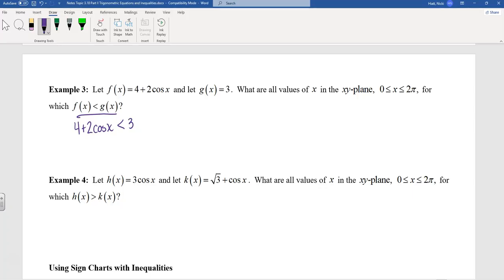And solving these works just like the equations, except there is one thing we have to watch out for. What do we do differently when we're solving inequalities? If we're dividing by a negative, we have to flip that inequality sign. So it actually doesn't come into play here, but we have to remember that, right? So we're just going to subtract the 4. 2 cosine x is less than negative 1. And then we divide by 2. So we get cosine of x is less than negative 1/2.